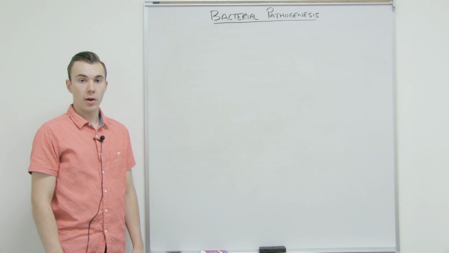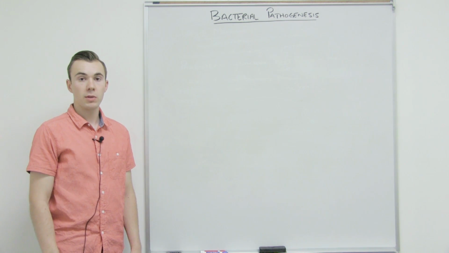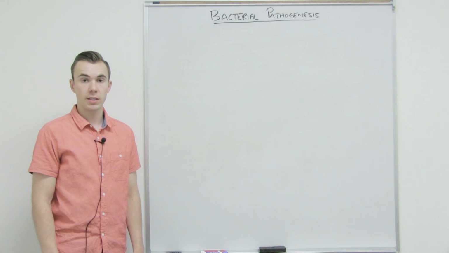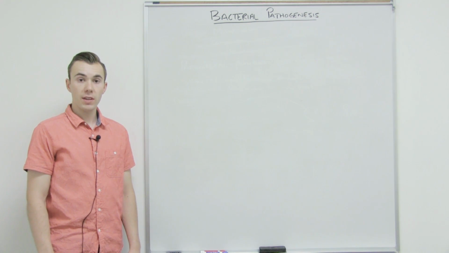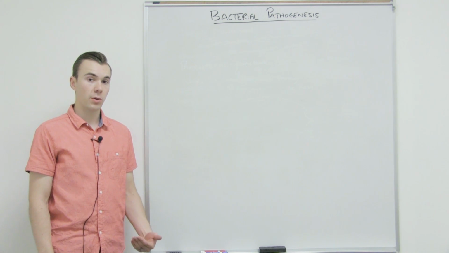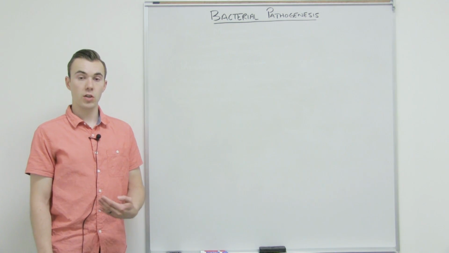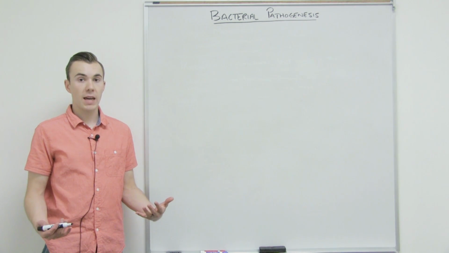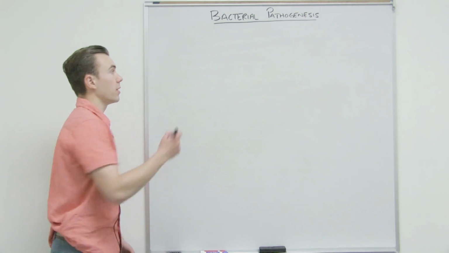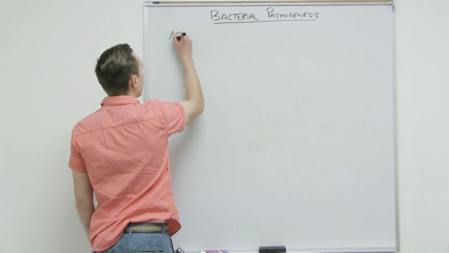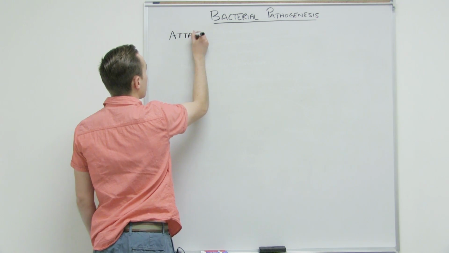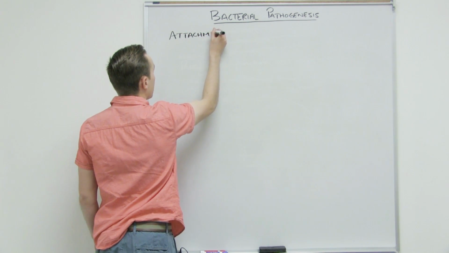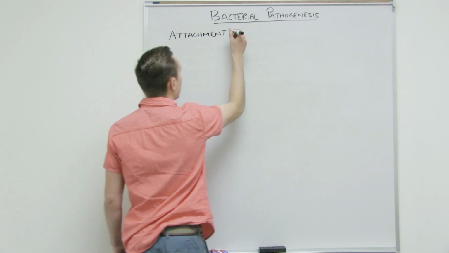This is the first part in a video series that's going to be discussing bacterial pathogenesis. So in these videos, we're going to be talking about how bacteria cause disease in humans. The first thing we need to understand is they need to be attached, or in other words, adhere. The reason they need to attach or adhere is because they need to be able to colonize.